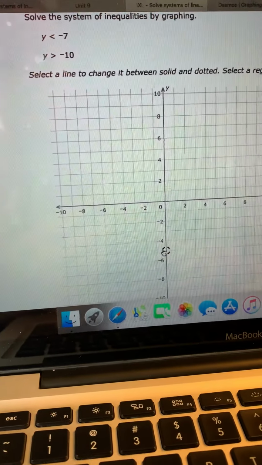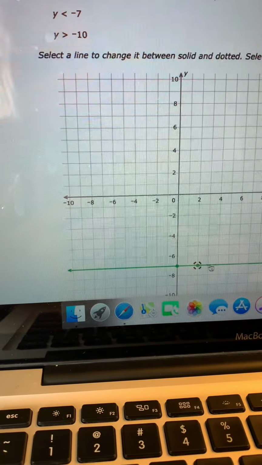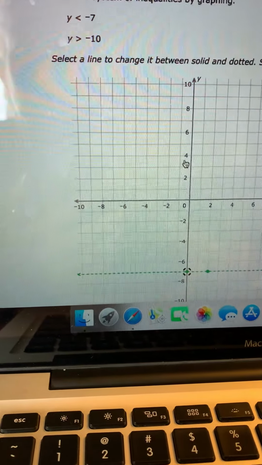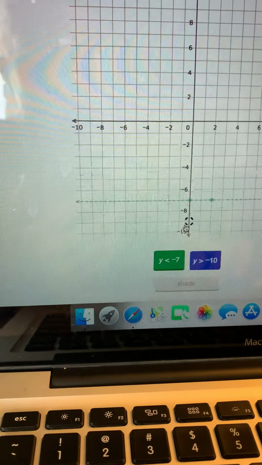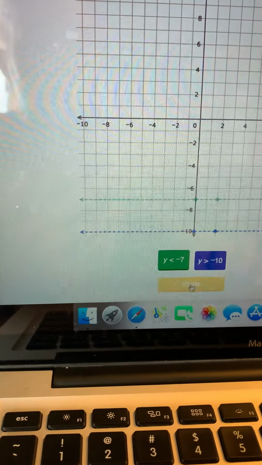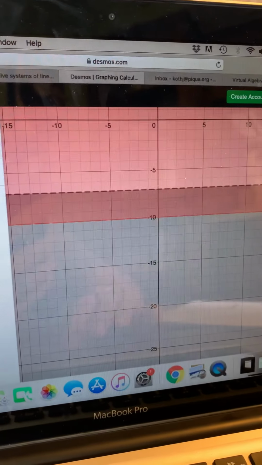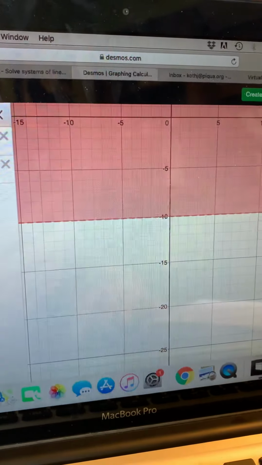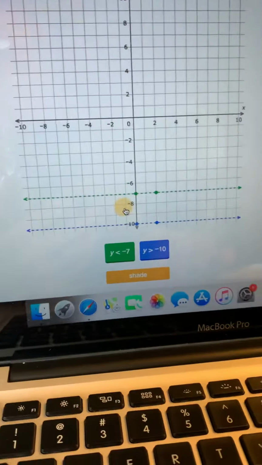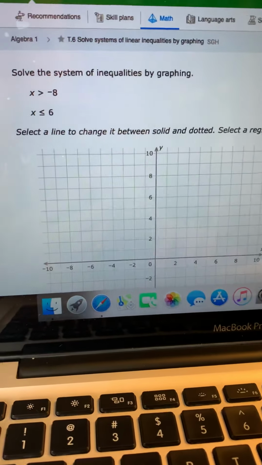So the first line, y is less than -7, is going to have a point right here. Go straight across, make sure you change it to dotted. The second line is going to be at -10. Straight across, don't forget to change it to dotted. And now we have to do the shading. Remember, where it's overlapped is where the solutions are. So we need to shade that stripe in the middle, because in the middle is where both colors are overlapped. So we color in that section. Good job.